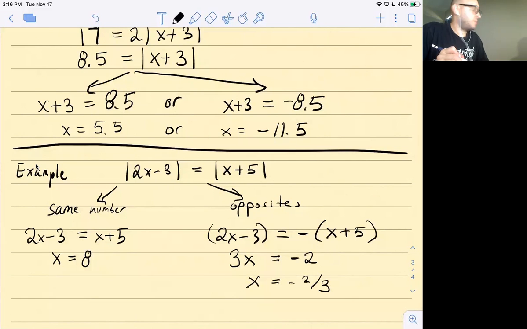Gabrielle, so definitely the first. Whenever it's absolute value equals absolute value, the only way for that to happen is either the things inside are the same, or if they're opposites, then that would also make it true. Okay, nice. I see a few students got the same answers here.